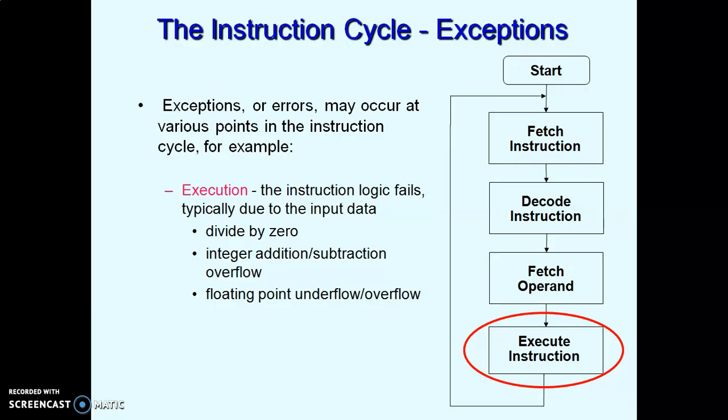You might know divide by 0, or a loop that will go into infinity. Integer addition, subtraction, overflow, floating point underflow, overflow, that comes under the execution. So these are the kinds of errors or exceptions that may occur at various points.